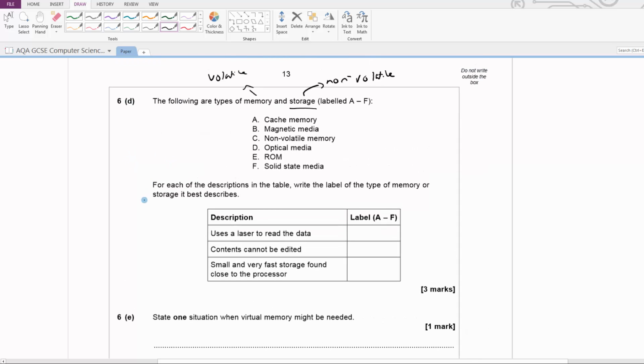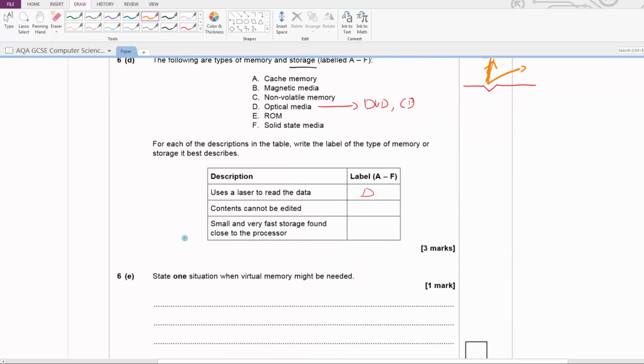So for each of the descriptions in the table, write the label of the type of memory or storage it best describes. So first one uses a laser to read the data. This is optical media, like a DVD or a CD, and it works by having pits in the disc. The laser shines through, and if it bounces off at weird angles and isn't received, then we usually represent a 0, I believe, but if it bounces back, it will represent a 1. So that's how optical media works.